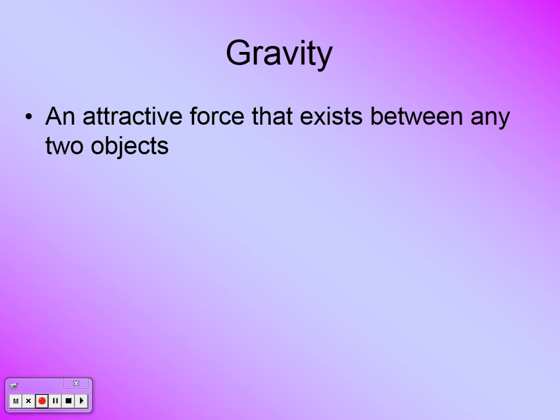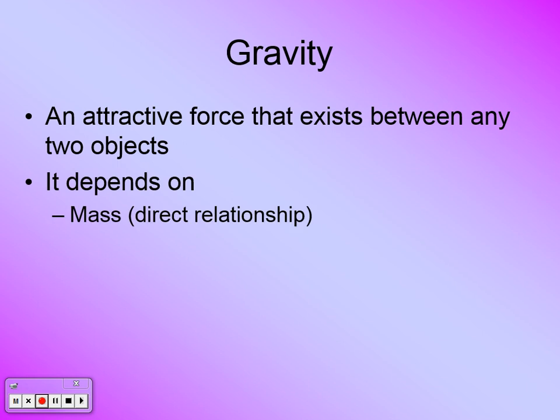There's a couple factors that affect the amount of gravity. First, it depends on the mass of the two objects. And there is a direct relationship there. The more mass two objects have, or one object has for that sake, the more gravity exists between those objects, right? Gravity exists between the Earth and this ball.